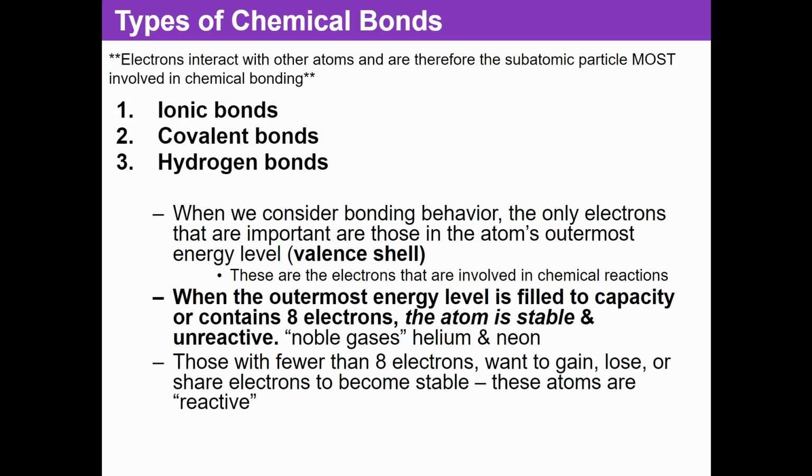When we consider bonding behavior, remember to focus on the electrons, focus on the outermost energy level or valence shell, and remember the rule of 8: the outermost energy level, except for the first one, would like 8 electrons in order to stabilize the atom and make it unreactive. The noble gases are the only ones that tend to be inert themselves, naturally having a valence shell with 8 electrons. But those with fewer than 8 electrons in their valence shell want to gain, lose, or even share electrons to become stable, and those are the atoms that are reactive and going to be participating in chemical bonding.